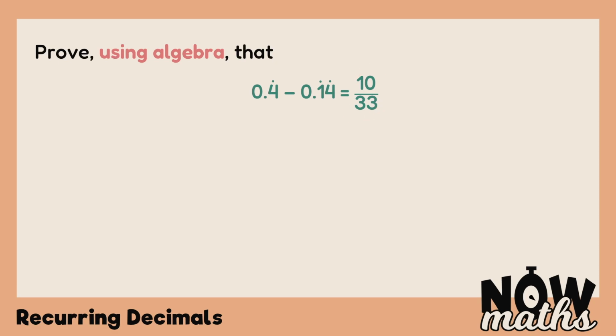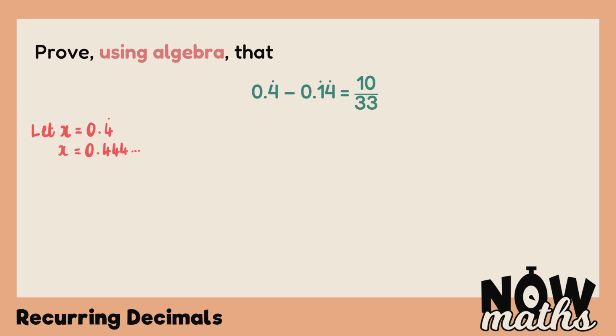We're then going to work out the answer, and we're going to show that whatever we get is 10 over 33. Given that the answer we have in the question is a fraction, it's going to be helpful to convert these recurring decimals into fractions also, and we already know how to do that. So let's begin by converting 0.4 recurring into a fraction. So we'll do this by letting x equal 0.4 recurring, or 0.444 and so on.